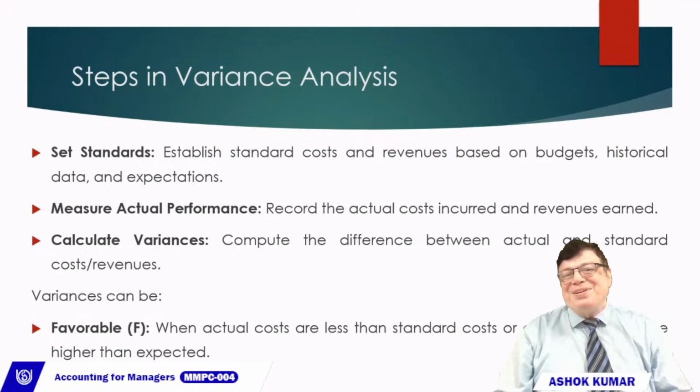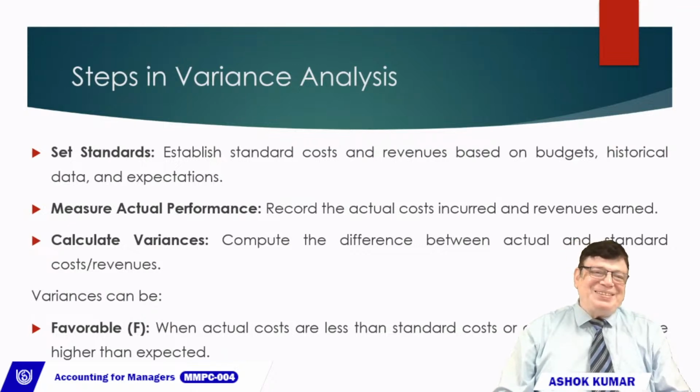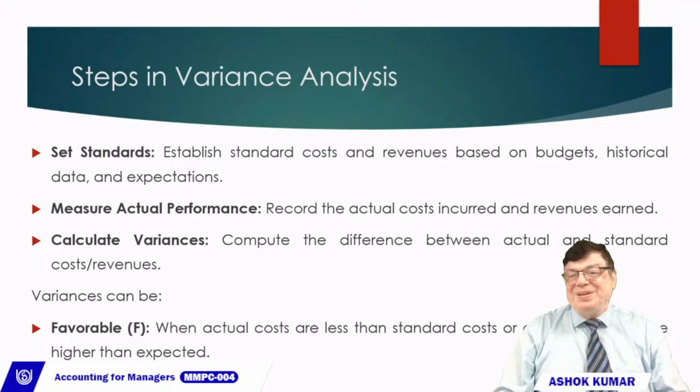Now, what are the steps in variance analysis? First step is set standards, establish standard costs and revenues based on budgets, historical data, and expectations. The next is measure actual performance, record the actual costs incurred and revenues earned. Next is calculate variances, compute the difference between the actual and standard costs and revenues.